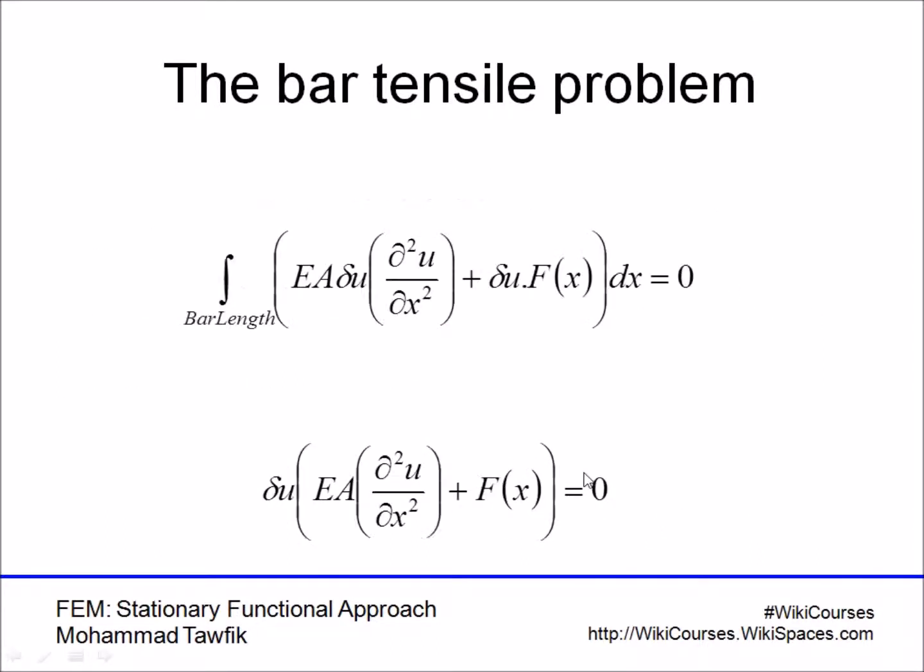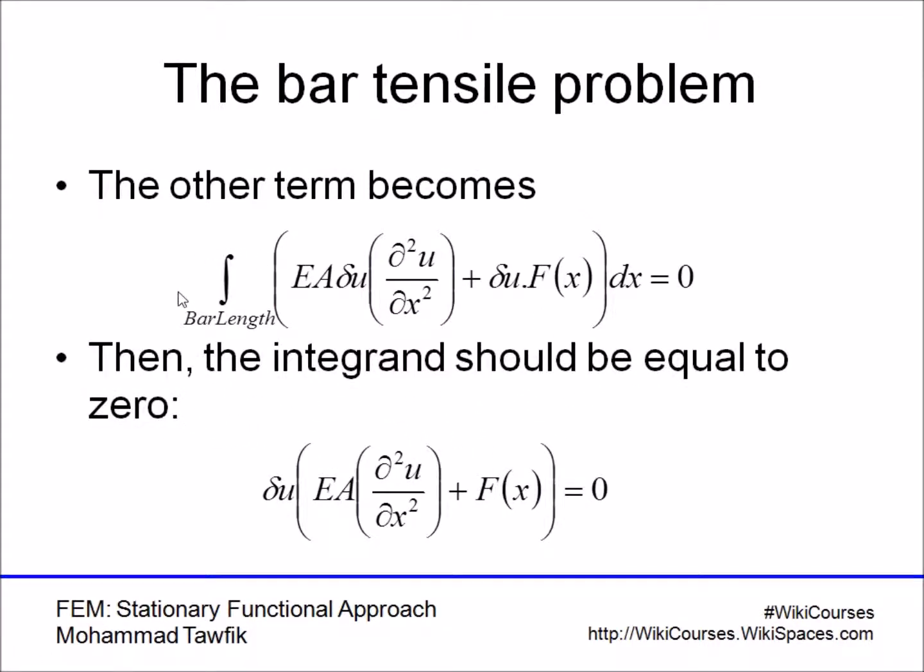Okay, now let's direct our focus to the main integration. If the integration is equal to 0, then the integrand should be equal to 0. That's what mathematicians taught us in integration. So we would say that the variation of u multiplied by this bracket is equal to 0.